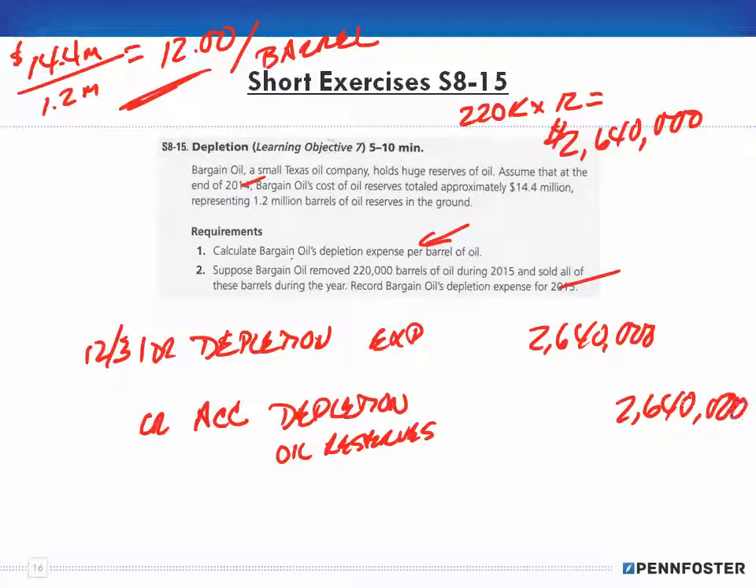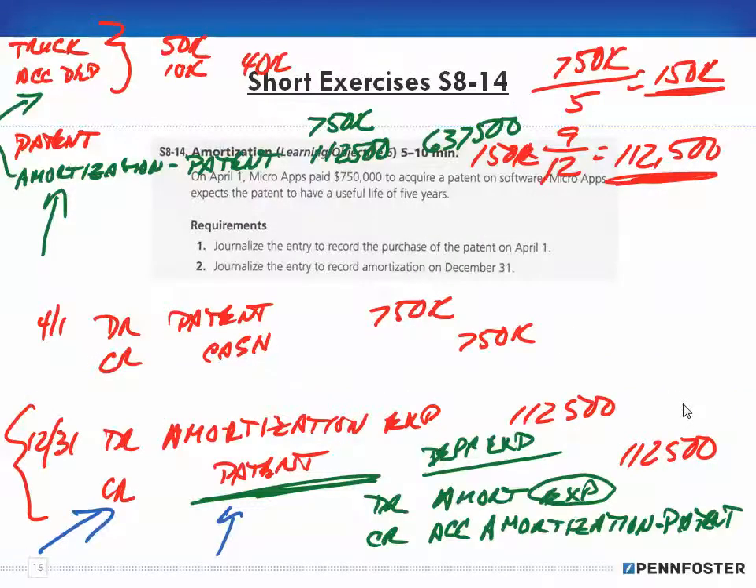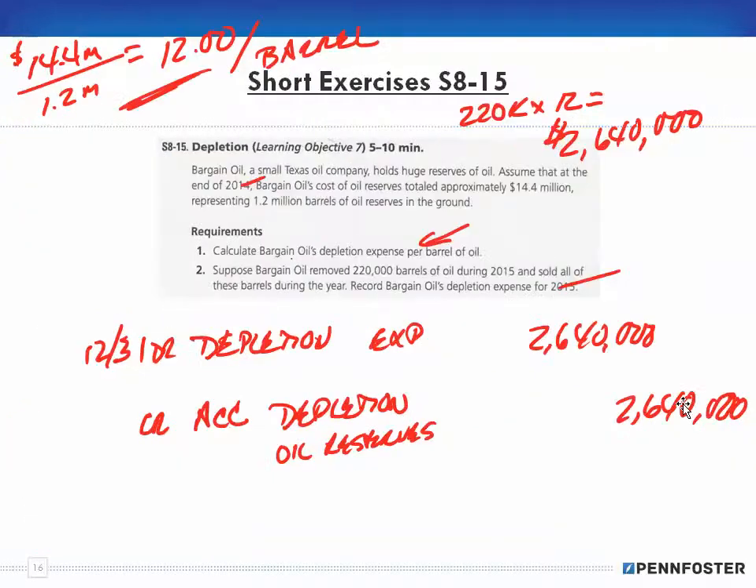Now, just like I had just gotten done saying, how come in exercise 8-14 we didn't use accumulated amortization for the patent, but here they're using accumulated depletion for the oil reserves. I just wanted to point that out: in the previous exercise they didn't have an accumulated amortization account, but in this exercise they do have an accumulated depletion account, which is what I would have on my books.